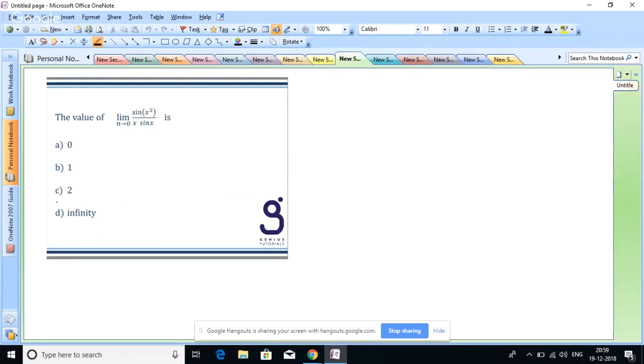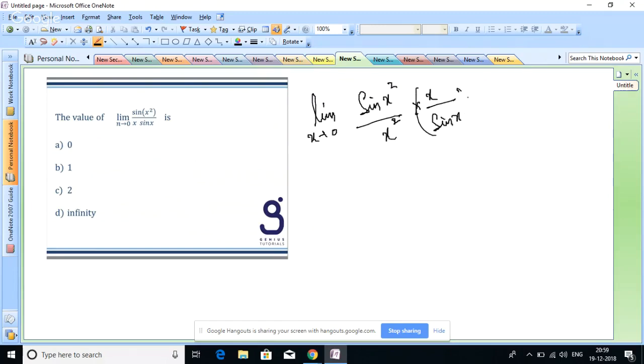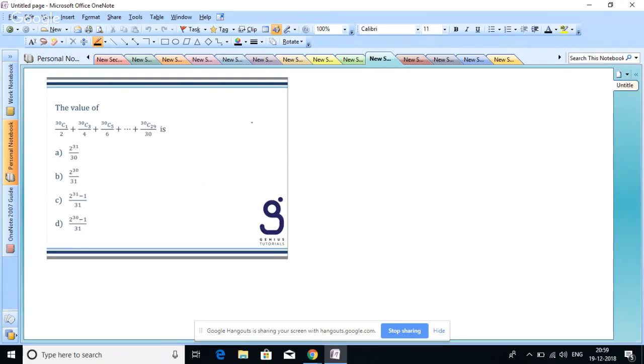Next question. This is a very simple question. Limit x approaches 0, sine x square by x is there. You just multiply and divide by 1 more x. So it will be like this. Now we know that this is 1 and this is 1 for limit x approaches 0. So the correct answer to this question will be 1. I hope this is clear. Let's move on to the next question.